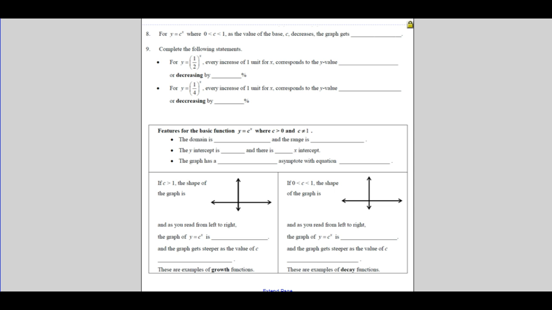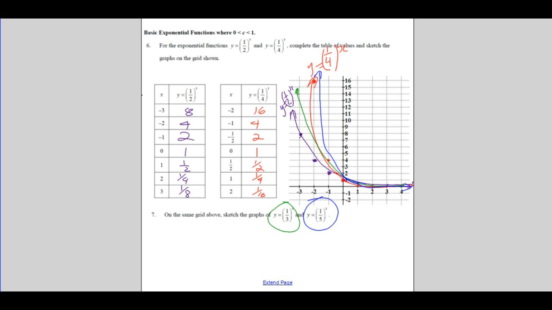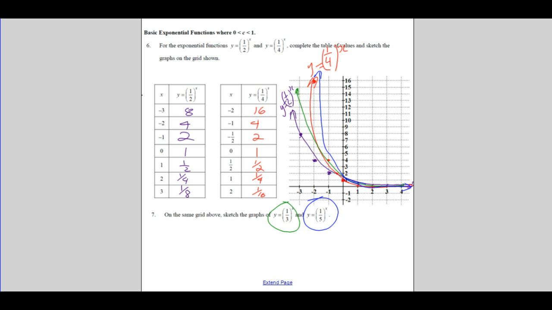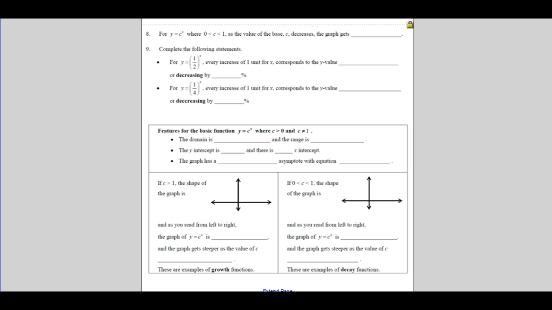As the value of the base decreases, the graph gets steeper. Well, decreasing means it's going from a half. Let's go back. So decreasing is going this way, yeah. So it's getting steeper to the left, though, right? Oh, that's what I meant. I keep doing that. I want it to go this way. Steeper to the left.